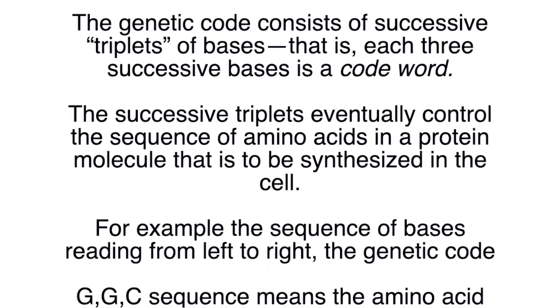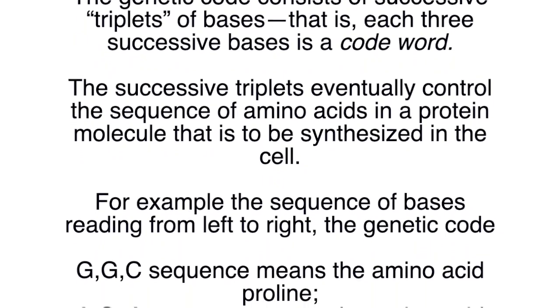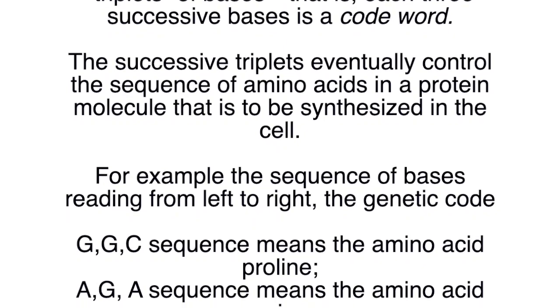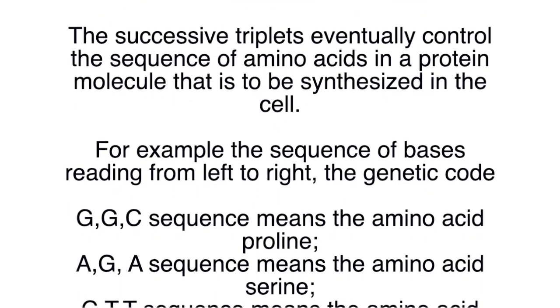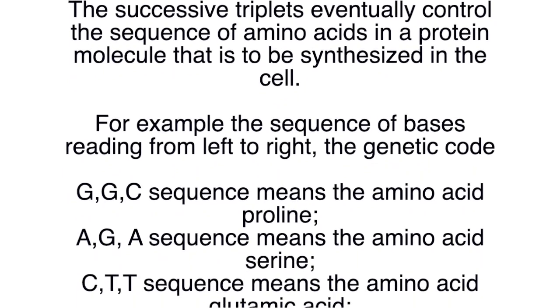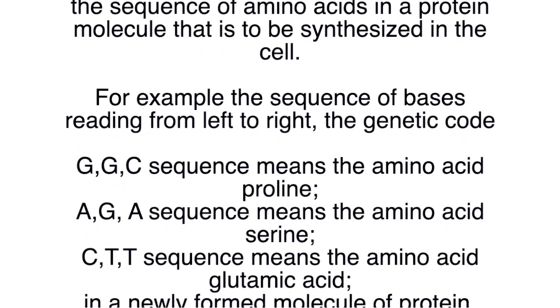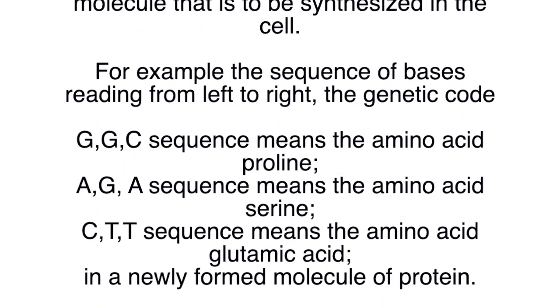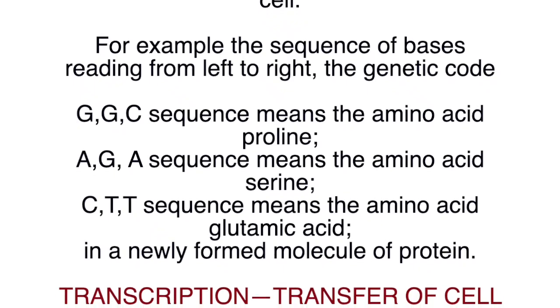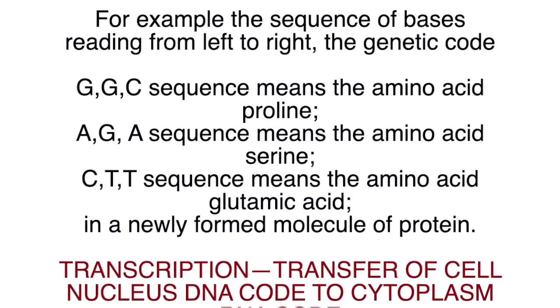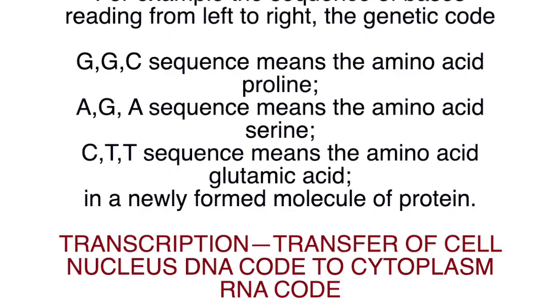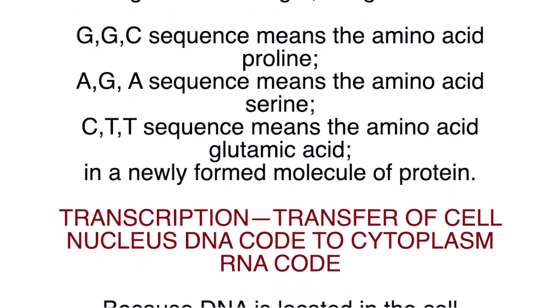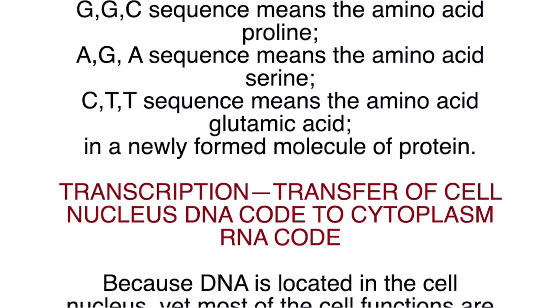For example, the sequence of bases reading from left to right, the genetic code GGC sequence means the amino acid proline. AGA sequence means the amino acid serine. CTT sequence means the amino acid glutamic acid in a newly formed molecule of protein.